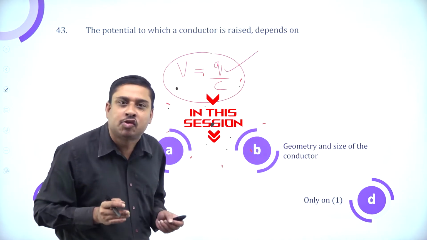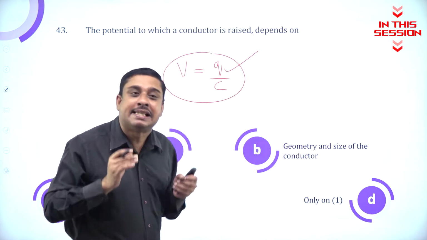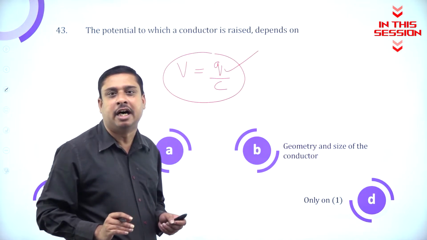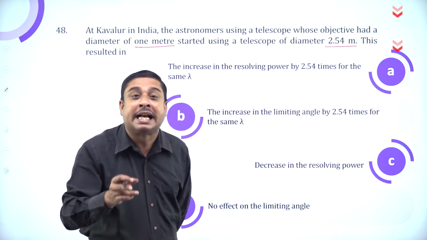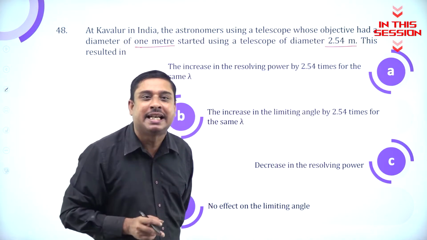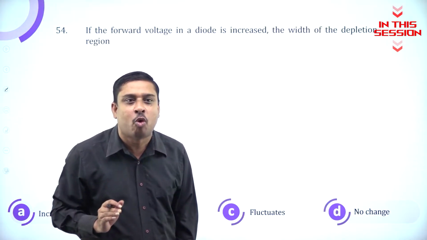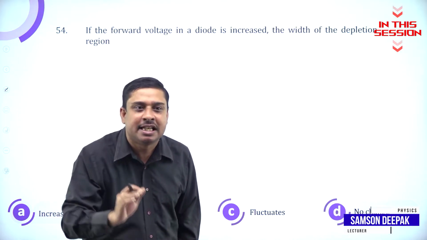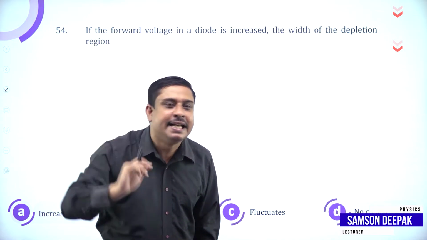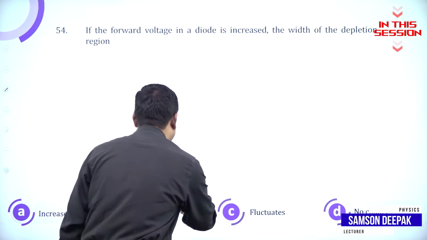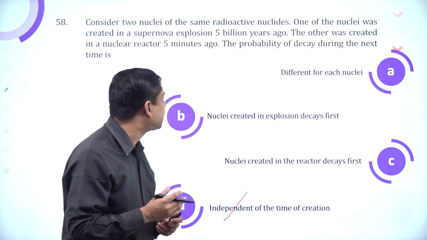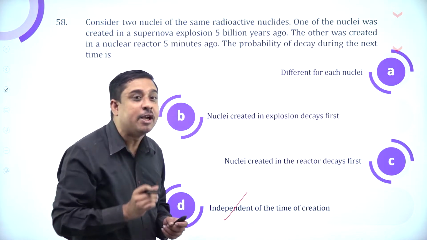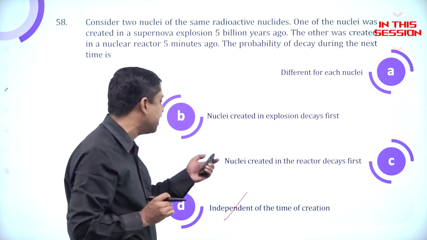Capacitance also depends upon the size of the conductor. When they increase the diameter, resolving power also increased. For one particular voltage, the depletion region breaks down, current increases, so the depletion region will decrease. Radioactivity does not depend on the time of creation.